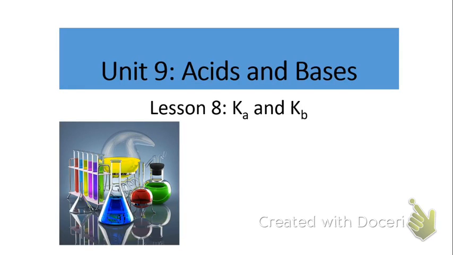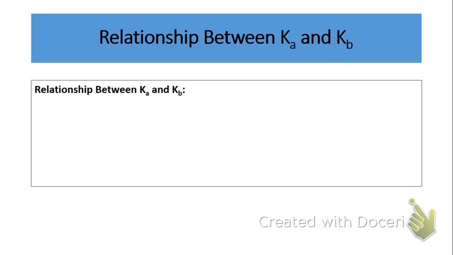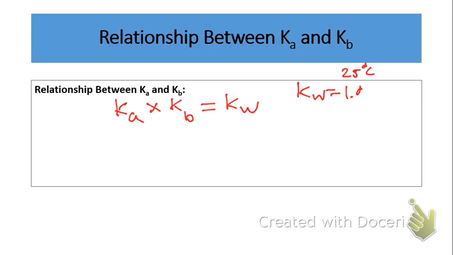All right, let's get started with Lesson 8, Ka and Kb. There's really an important and simple equation that indicates the relationship between the Ka and the Kb of an acid-base conjugate pair. That equation can be expressed by taking the Ka of the acid and multiplying it by the Kb, and that equals what is known as the Kw. And of course, you know that Kw at 25 degrees C is 1.0 times 10 to the minus 14.